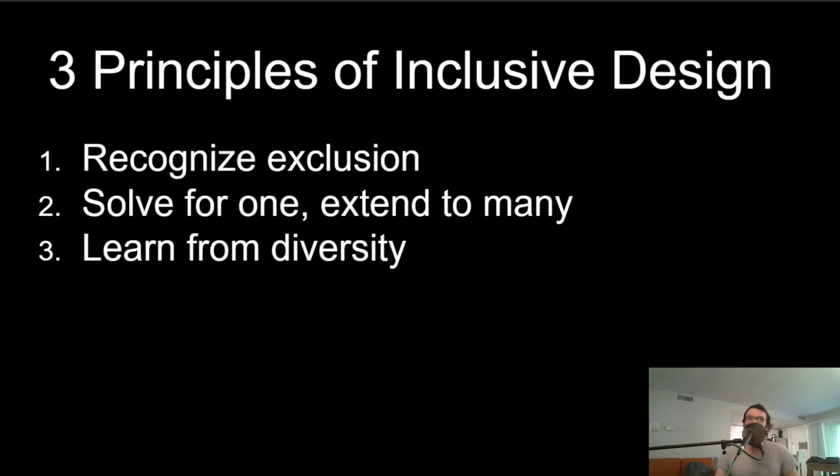And inclusive design only has 3 principles. All the design schools have principles. The first is to recognize exclusion, to see how current solutions are not doing the job. Second is to solve for one, extend to many. Really hone in on this bespoke design for this one person, learn some lessons, and then see if it can be extrapolated. And the third is learn from diversity. Diversity of people, diversity of use cases, etc.